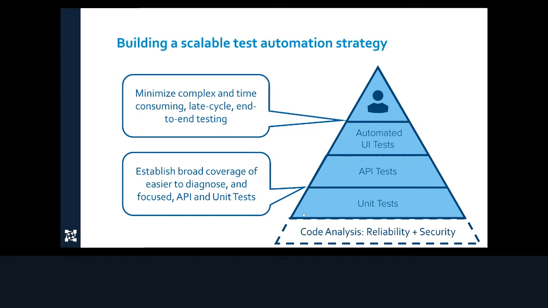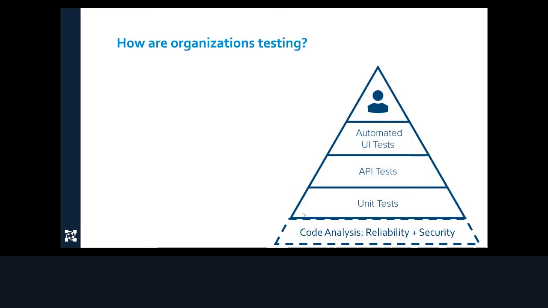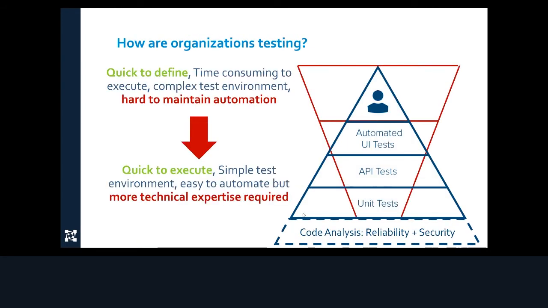However, when we talk to organizations, what we typically see is the opposite of this, the snow cone, where organizations are focusing on the UI, manual testing, and they're automating what's manual. And we understand, right? It's easier to define those UI tests. They're more difficult to automate, though. And then in the lower levels of the testing pyramid, it's easy to automate API and unit testing, but it requires technical expertise.